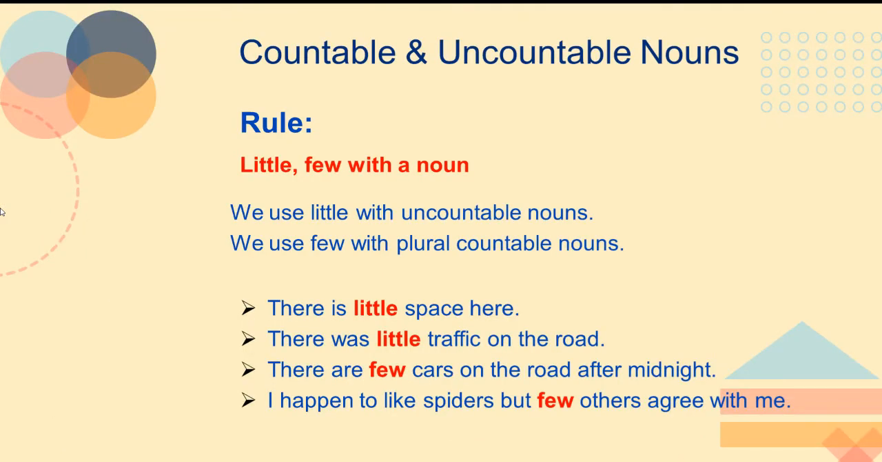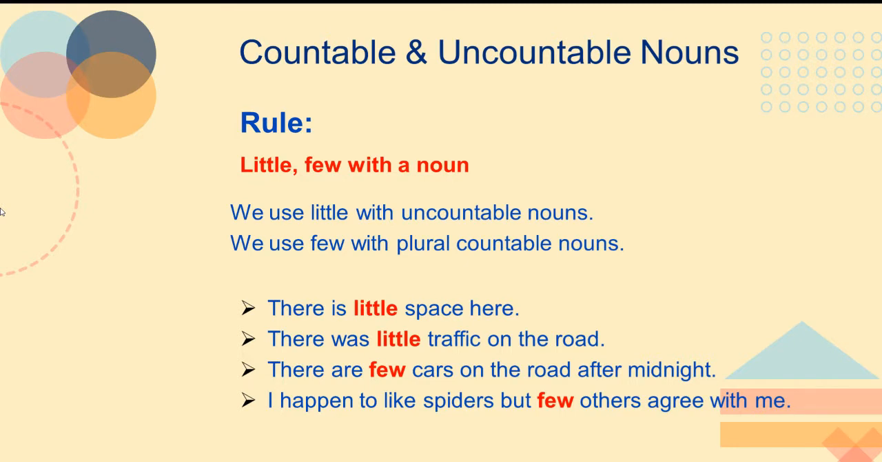Now, let's see the difference of using quantifiers with countable and uncountable nouns. Before we begin, let's quickly check our concepts of countable and uncountable nouns. Countable nouns are those which we can count, for example, boxes, bags, plates, or cups. Whereas uncountable nouns are those which cannot be counted or it is impossible to count them. For example, butter, juice, happiness, water, gas, or news.